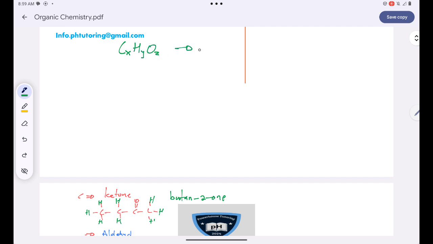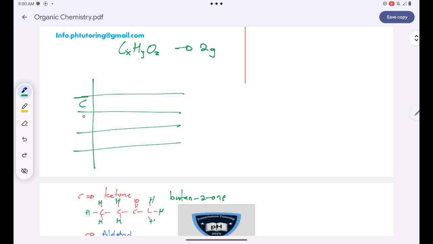CxHyOz. This has a sample of 2 grams altogether. We are trying to find the molecular formula of CxHyOz. So for us to determine the molecular formula, we must find the value of x, the value of y, and the value of z. How can we do so? By means of using the empirical formula.